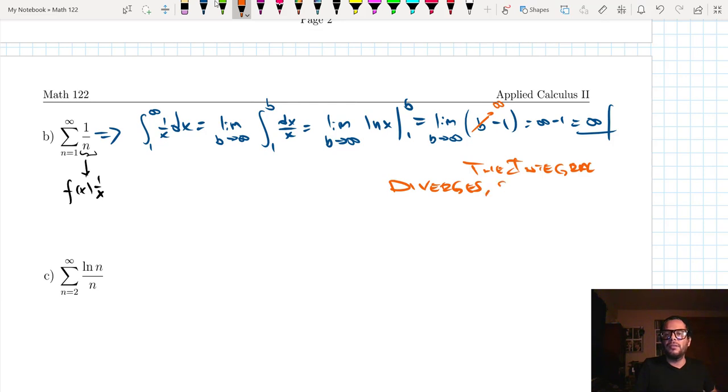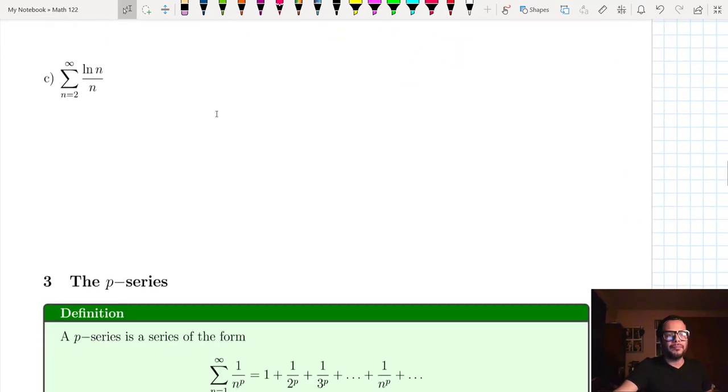And so the series likewise diverges. Okay, let's look at a third example.